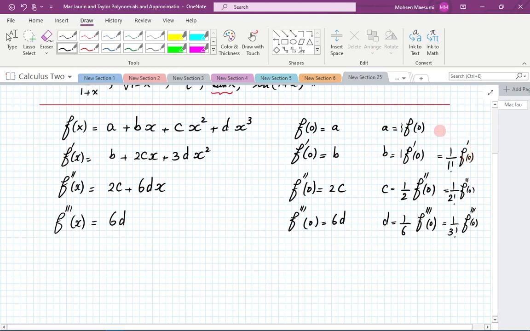And to make the pattern match all over the place, we have to define this thing as 0 factorial. So 0 factorial is defined to be 1, and the 0th derivative, which means no derivative at all, is the original function. So the recipe for creating this coefficient is 1 over n factorial, where n is the power, times the nth derivative of the function.